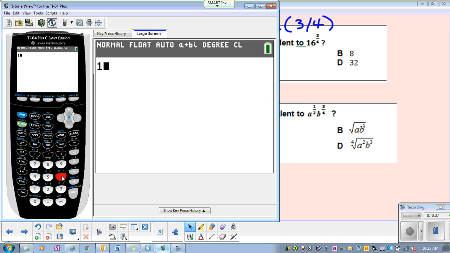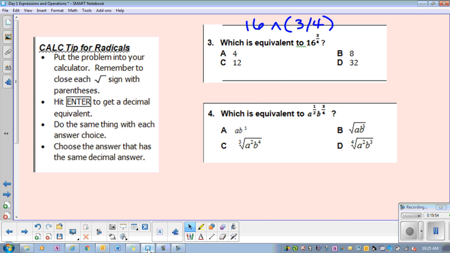Do we know how to put this in? So, 16 to the 3/4 power, right? You get 8. This is the letter B. You get it, Timon? Yeah. All right. So that one's the letter B. Good.